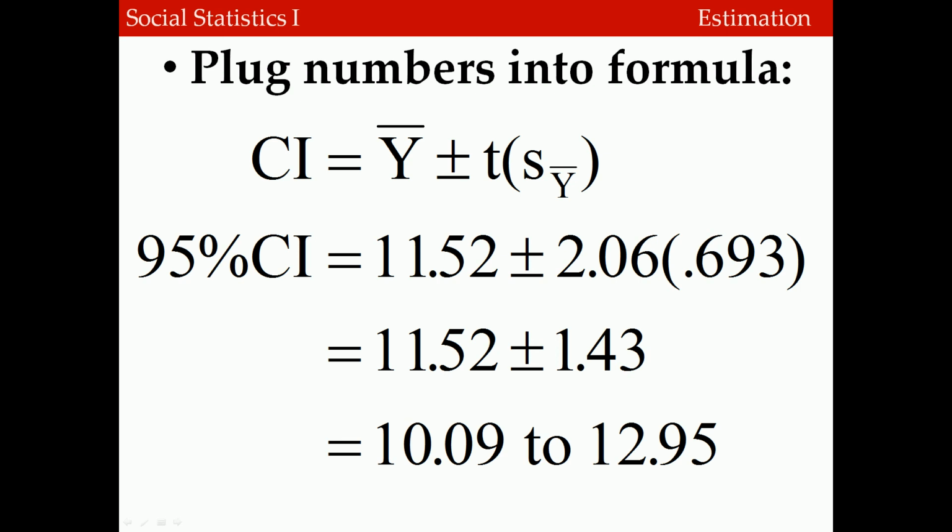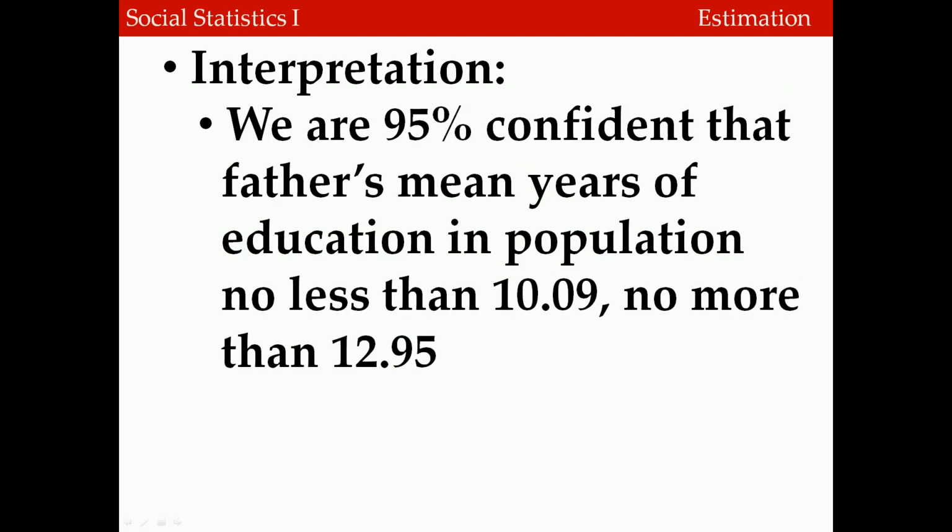Okay, so now we just plug the numbers into our formula. And so we plug in first our value for the sample mean, in this case y bar, the value of father's education in this sample of cases, which is equal to 11.52. And then we add and subtract the product of our t-value, 2.06 in this case, and our standard error, 0.693. And so when we multiply 2.06 times 0.693, we get a value of 1.43. And then when we add and subtract that to the value of the sample mean, 11.52, we get a range of 10.09 to 12.95.